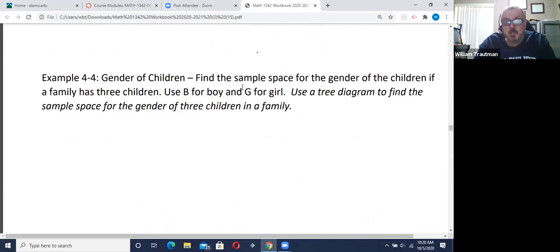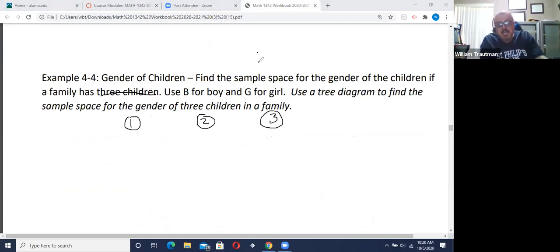We're going to do the sample space for 3 kids. A husband and wife have 3 kids. Find the sample space for gender of children if the family has 3 kids. So we're going to have 3 kids: child number 1, child number 2, and child number 3. And I'm going to use something called a tree diagram. It's like a family tree, a tree diagram here.